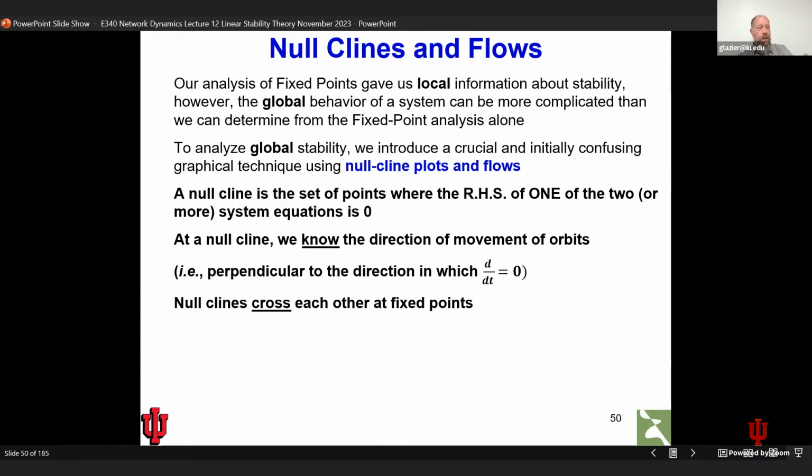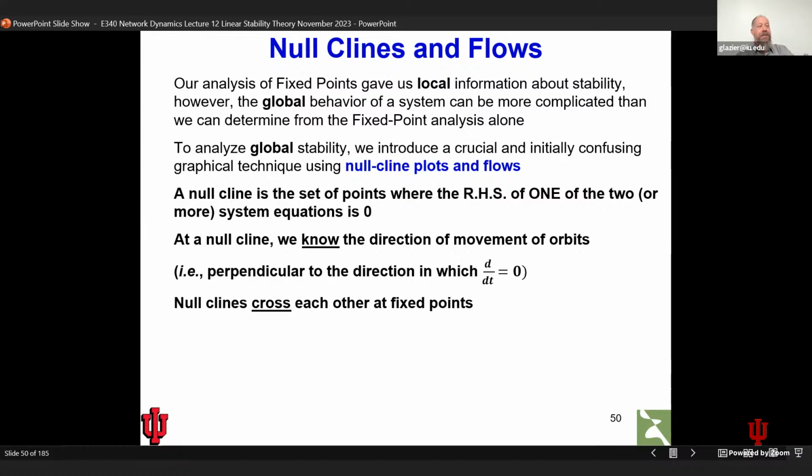Null clines equidistance. Okay, so Elmer asked the question: are null clines equidistant? The word cline is one that mathematicians and geographers use. If you drive from here to Chicago, there is actually a Cline Avenue. And it really is Cline, as in this Cline, not Cline as in the name of a person.